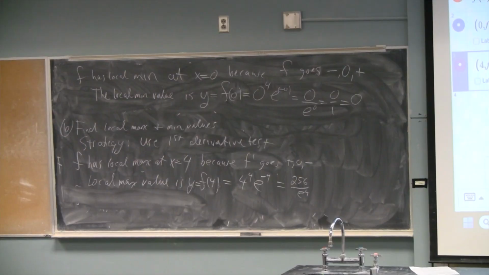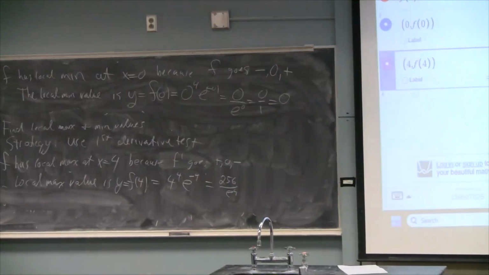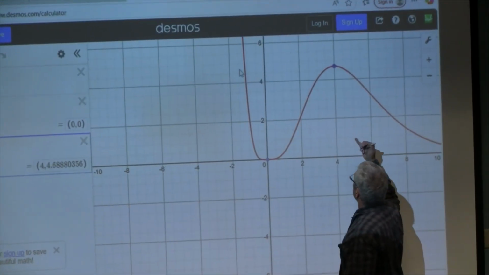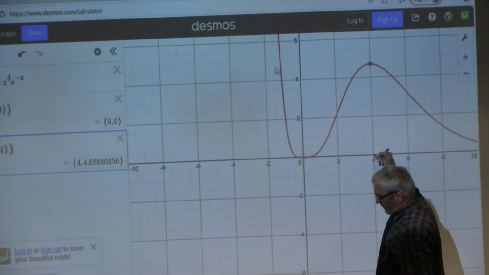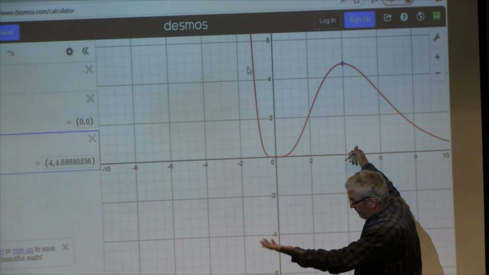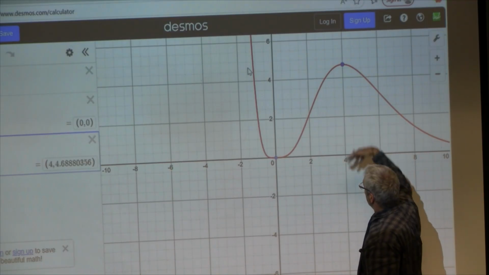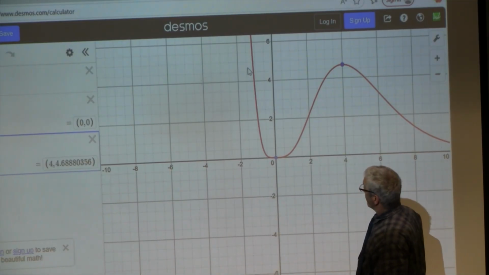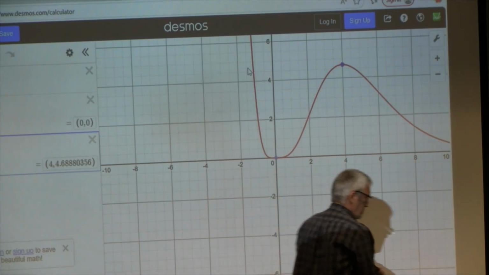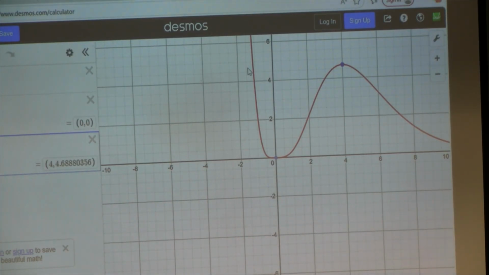So here's a graph of the function. Notice at x equals 0, there's a local min. The y coordinate is y equals 0. At x equals 4, there's a local max. The y coordinate is 256 over e to the 4th, which is about 4.7 or so. All right. So that's meeting part 1, which is increasing, decreasing. Meeting part 2 is concavity.